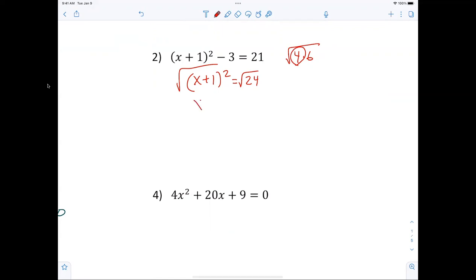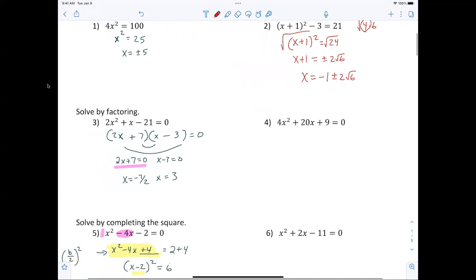So x plus 1 equals plus or minus 2 radical 6. And then what do I do with the 1? Subtract it. Thank you. x equals negative 1 plus or minus 2 radical 6.